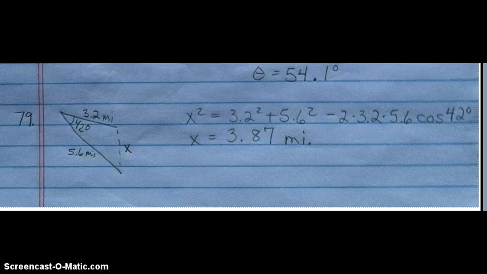Problem 79, it's two sides and the included angle. We have to use law of cosines again. And we get 3.87 miles.